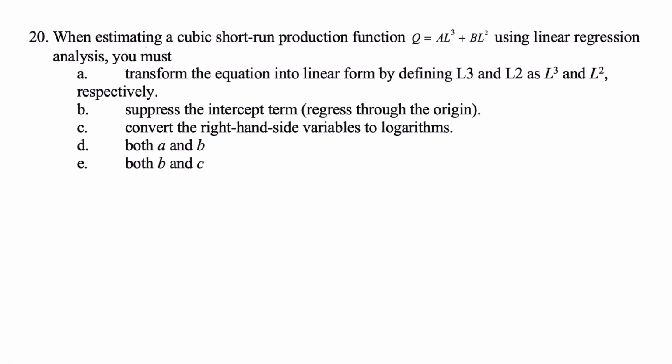20 says when estimating a cubic short-run production function using linear regression analysis, you must transform the equation into linear form by defining L3 and L2 as L cubed and L squared respectively. This is true. This is in the notes. Suppress the intercept term, regress through the origin. So this means that there's no intercept in Q equals.